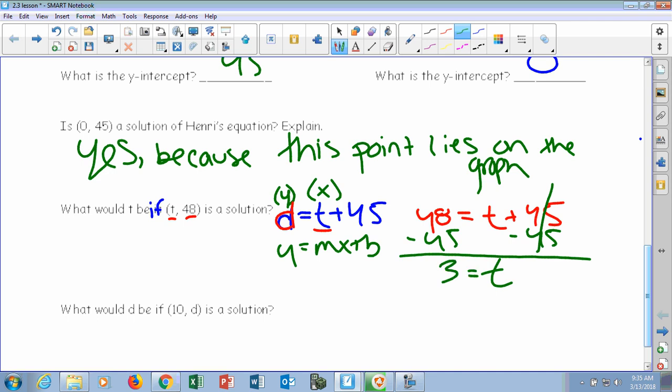So when they say, what would t be? Well, t would be 3. They're asking us to do a one-step equation.